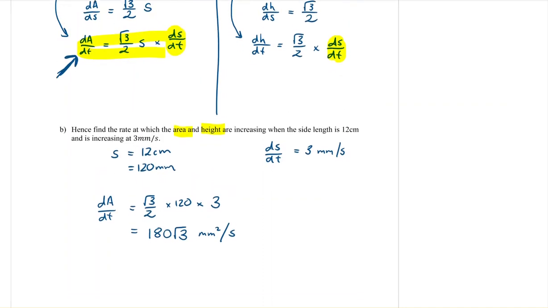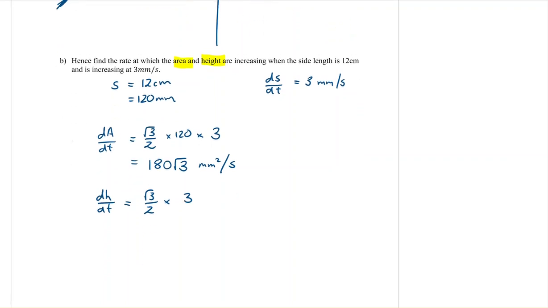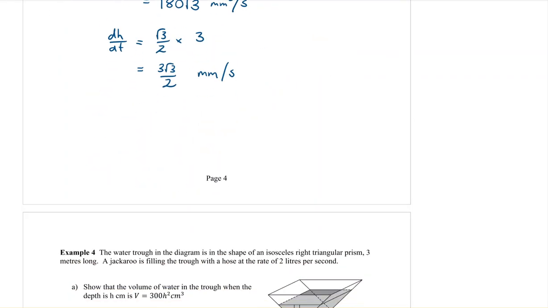Okay, let's do the other one. The dH over dt, using my second equation, was root 3 over 2 times ds over dt, which is 3. Nothing else to sub in. So that's just 3 root 3 over 2. Can't even simplify it. What are my units going to be? Height is measured in millimeters and time is seconds, so millimeters per second. Yeah? Not bad, eh? All right, I like this question.